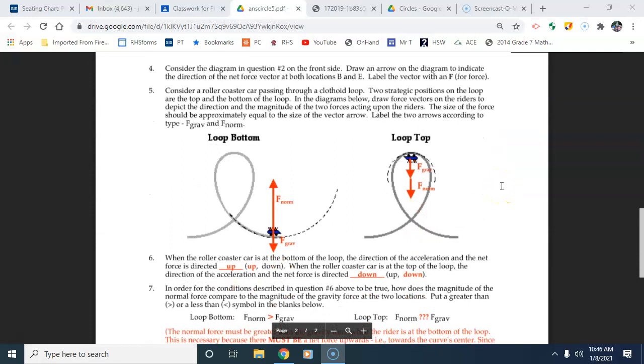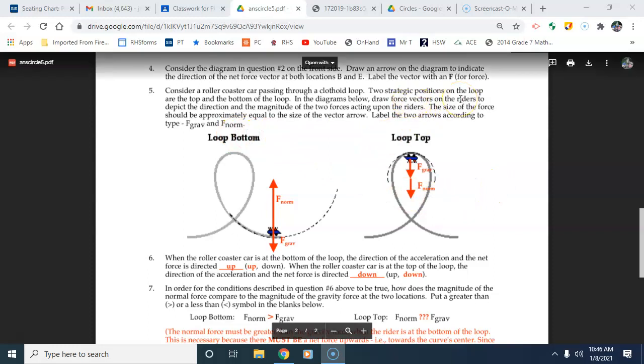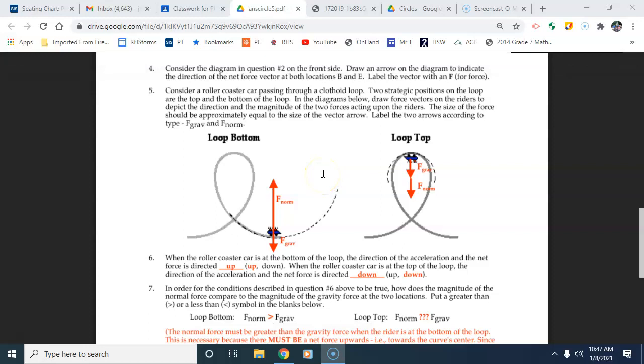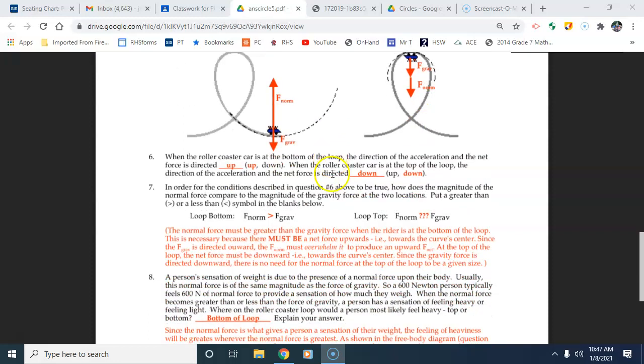Number 5, so here's a roller coaster loop. In a roller coaster loop, there's many positions, but the two main and most important positions are the top of the loop and the bottom of the loop. Both normal force and gravity are present at each position, but they interact differently at each position. So it says two strategic positions on the loop are the top and bottom. In the diagrams below, draw force vectors on the riders to depict the direction and magnitude of these two forces acting on the riders. The size of the force should be approximately equal to the size of the vector arrow. Main thing is you get the forces and direction right.